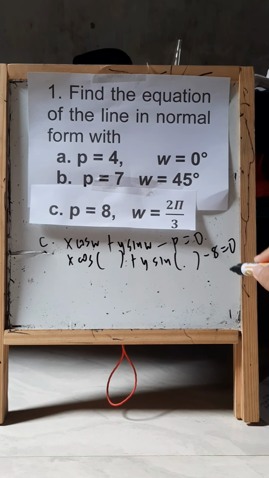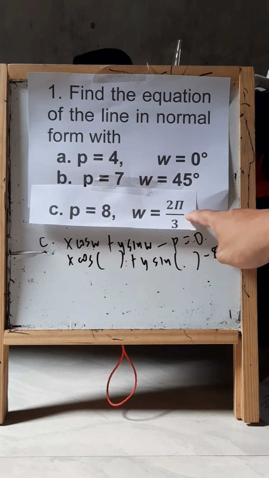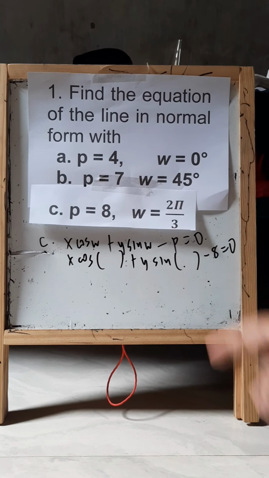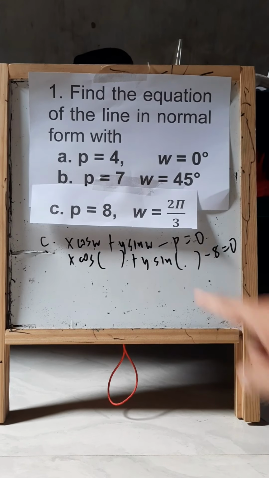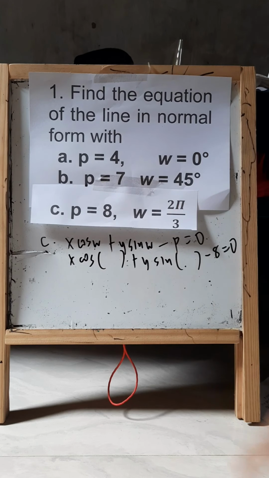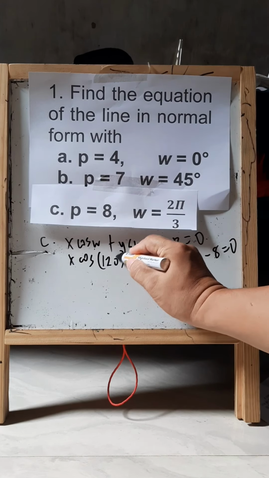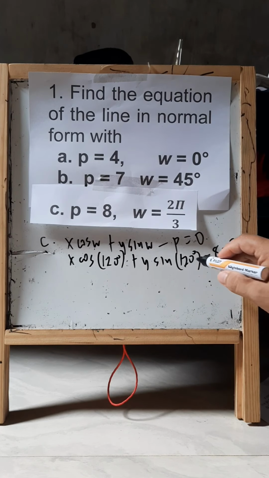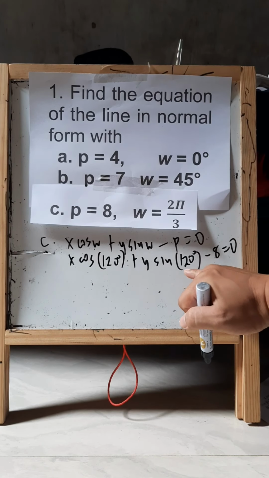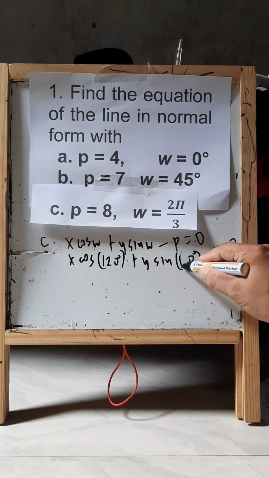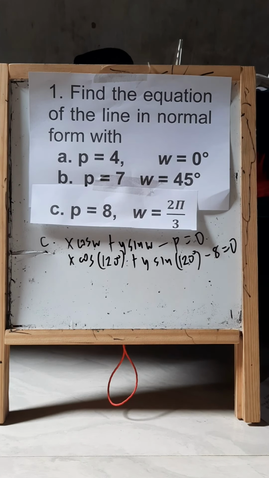P is 8. Minus 8. Okay. So first, let us determine the equivalent measure of 2 pi over 3 in degrees. How? I'll just substitute pi by 180 times 2 divided by 3. So 2 times 180 is 360. 360 divided by 3 is equal to what? 120 degrees. So 2 pi over 3 is equal to 120. So palitan natin. Instead of 2 pi over 3, just write 120 degrees.